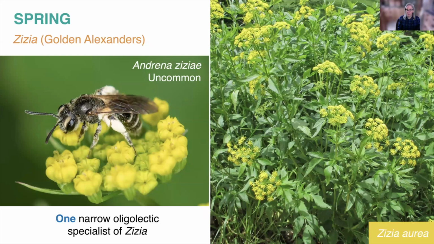It's also a mining bee pictured here. She's a fairly tiny mining bee. And you can see her in this picture collecting the white pollen from the golden Alexander.